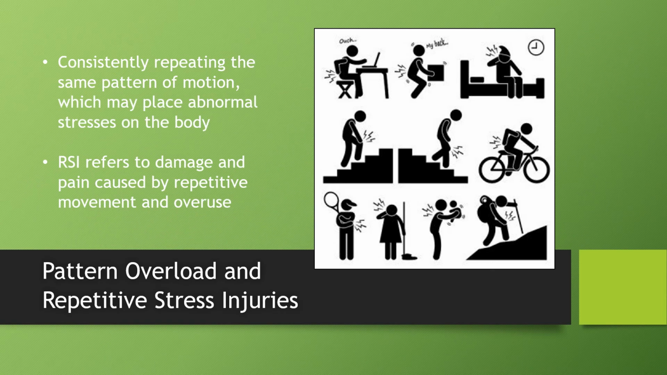Pattern overload can occur from consistently repeating the same pattern of motion as it places abnormal stress on the body. Repetitive stress injuries refers to the damage and pain that is caused by the repetitive movement and overuse. The image here suggests some repetitive stress injuries that can potentially occur from different overload patterns.